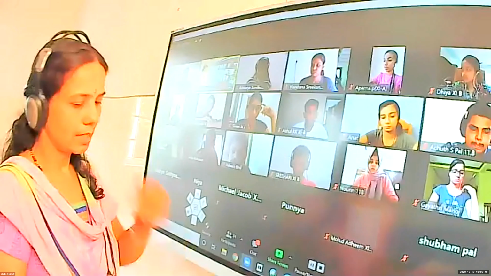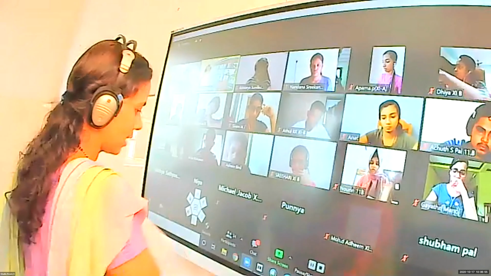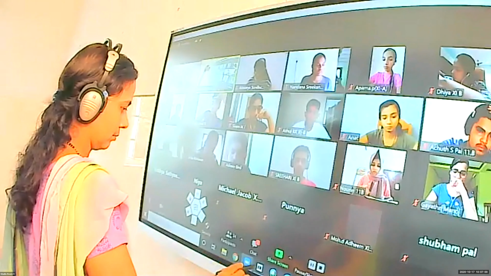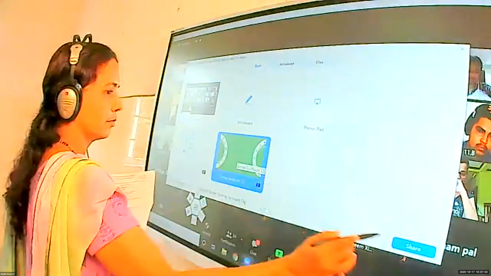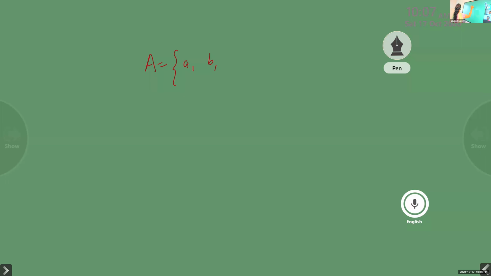The common mistake seen is in section A, second question. In the second question, A is equal to the set {A, B, {C, D}, E}. The option is given. Okay, the question is {C, D} dash A: whether it belongs to A or is a subset of A. This is the question asked. What is the answer? It is subset.